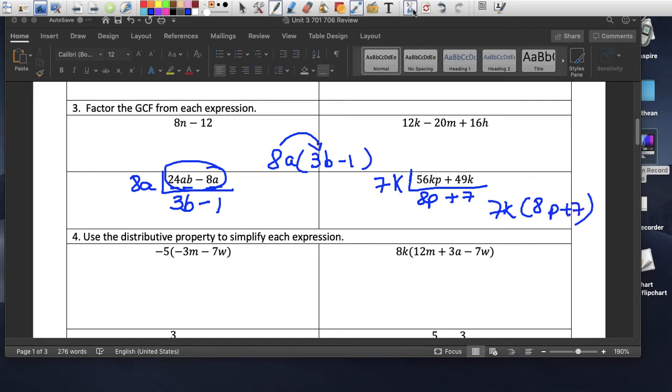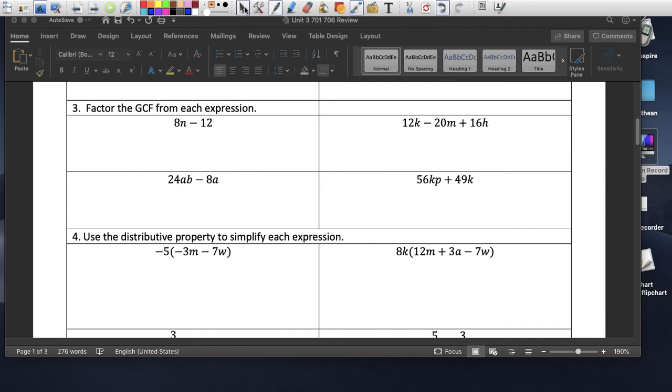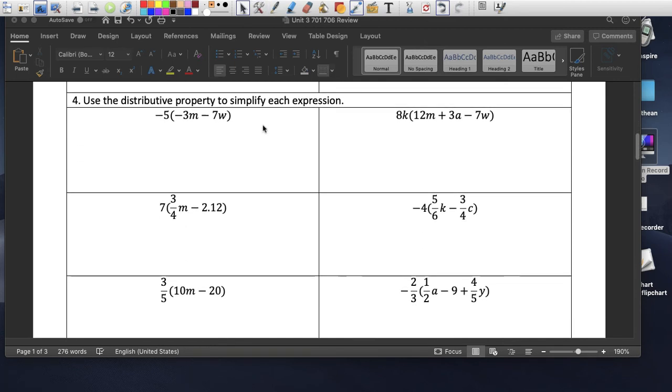Use the distributive property to simplify. So now we're going to use the distributive property. Negative times a negative is a positive. We get 15m. Negative times a negative is a positive again. 35w.